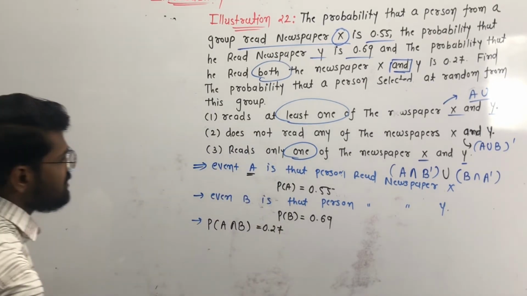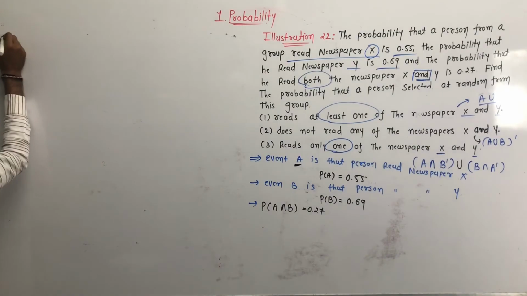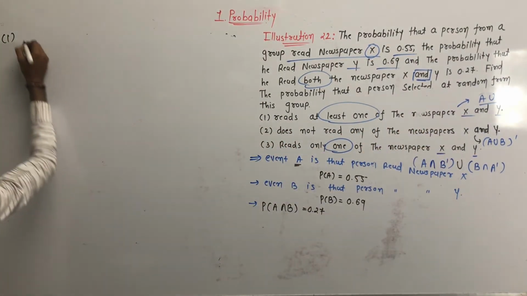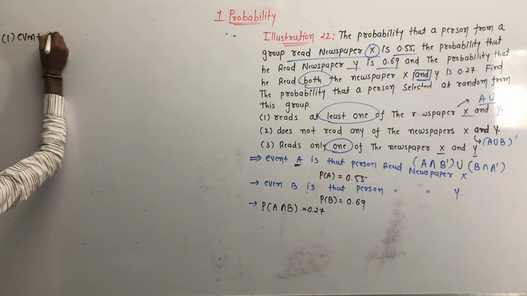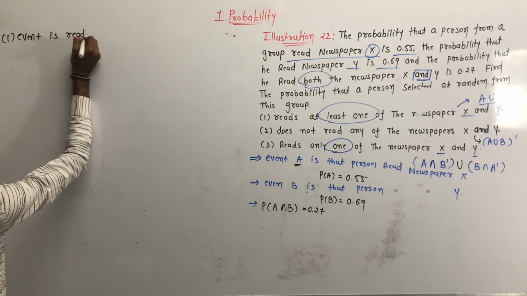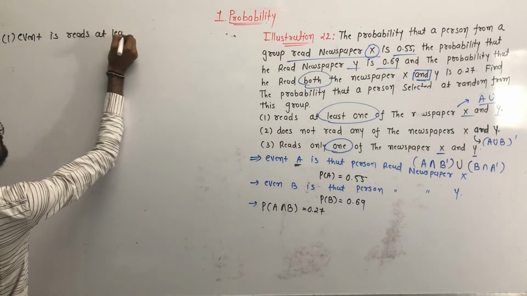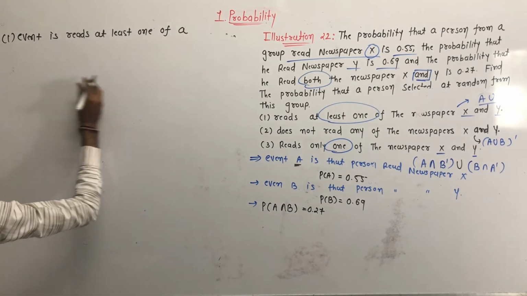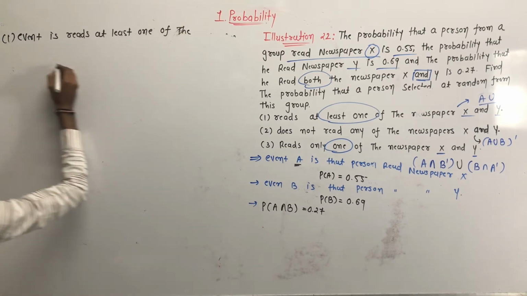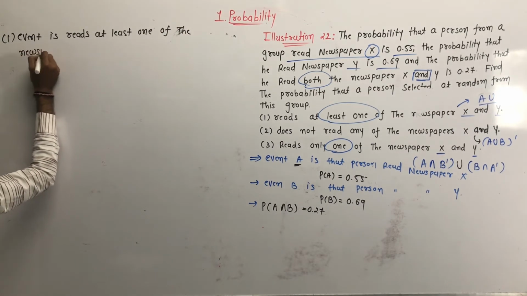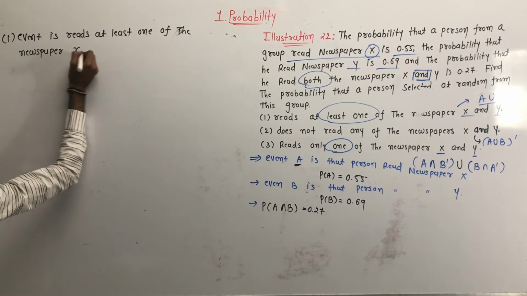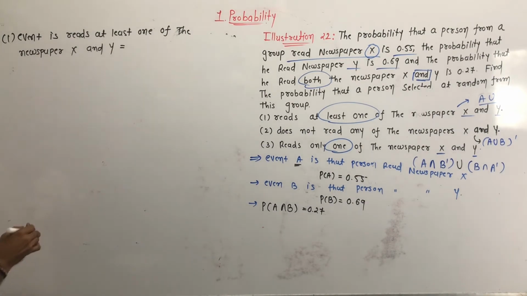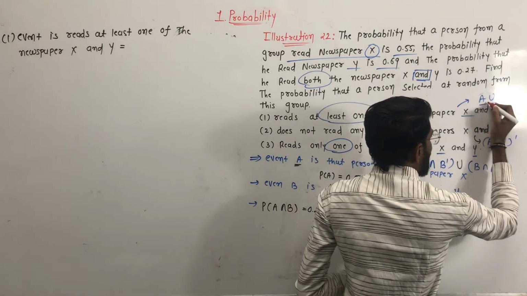The first event is that we have to read at least one of the newspapers X and Y. So our event is reading at least one of the newspapers X and Y, and this event is denoted as the union of events A and B.